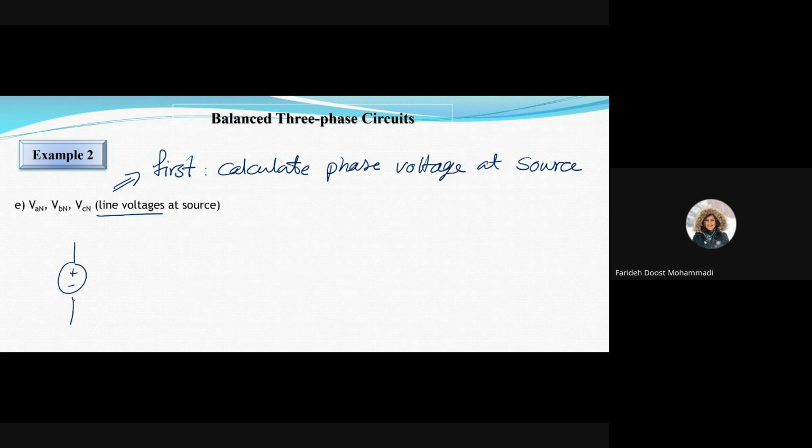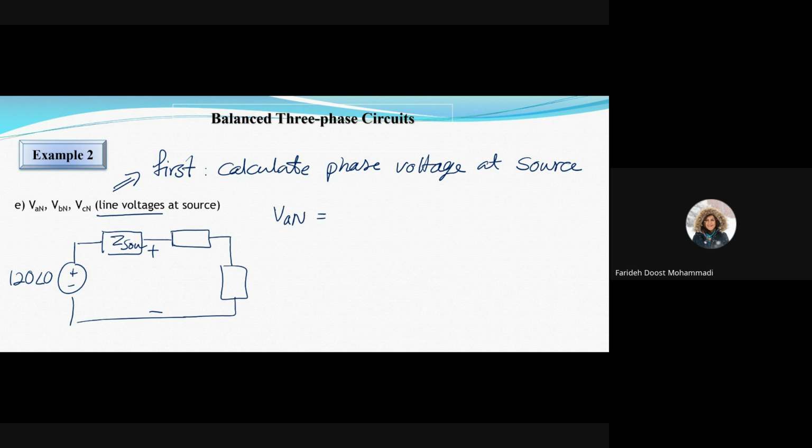So this is what I have in my circuit. This is the circuit, and I'm looking for this voltage. In order to solve for this one, you can say it's 120 with an angle of 0. So VAN is 120 with an angle of 0 subtracted by the voltage drop that I have here. And this voltage drop is equal to IaA multiplied by the impedance of the source.